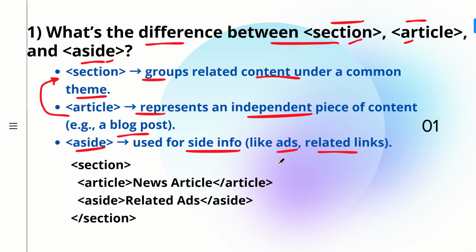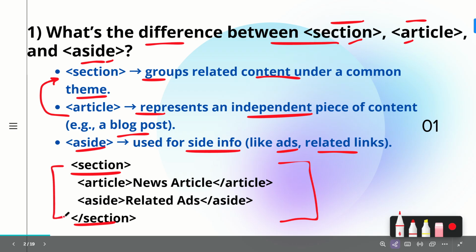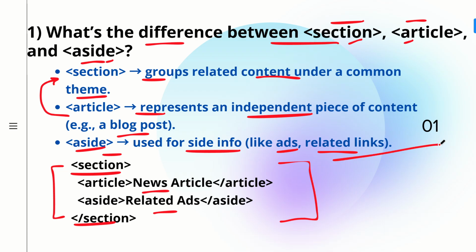Now let us see an example of how we use it. You can see in the example, we have section. Now what is this section representing? Section is representing that all the content inside this section is of the same theme. You can see here we have a news article and we have related ads. So in the news section we also have ads, right? So you can see this section is related to news. Now we can also have different sections for sports, for entertainment, separate sections.